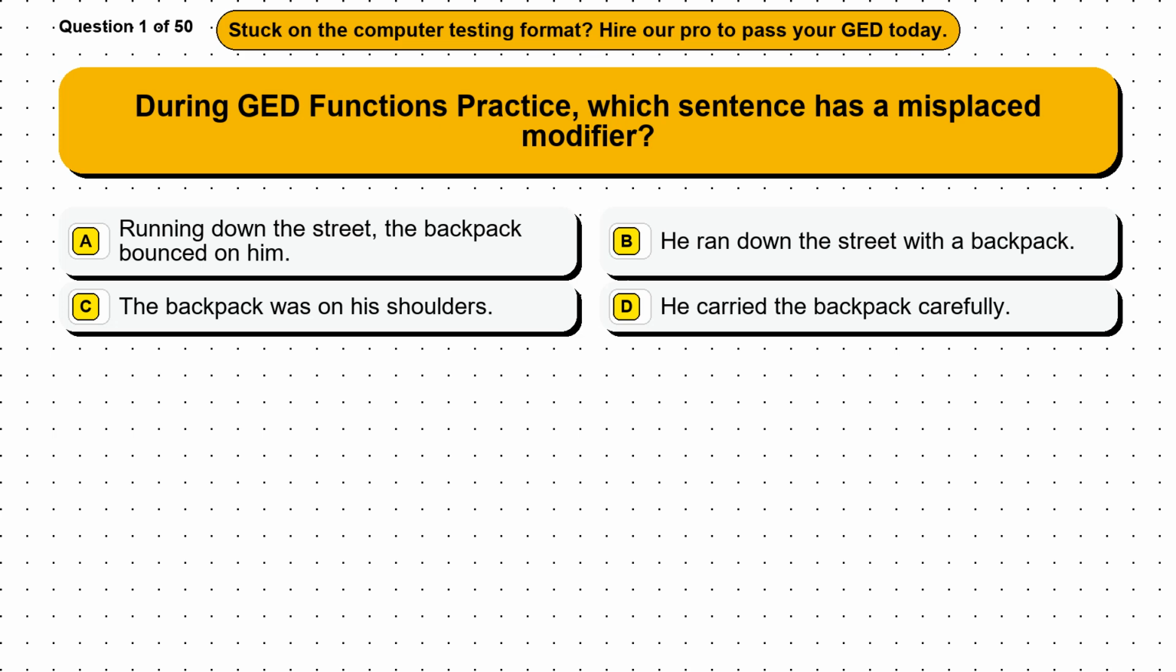Question 1. During GED Functions Practice, which sentence has a misplaced modifier? Option A: running down the street, the backpack bounced on him. Option B: he ran down the street with a backpack. Option C: the backpack was on his shoulders. Option D: he carried the backpack carefully.